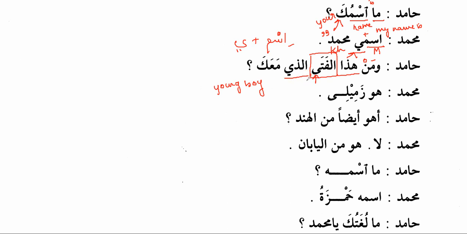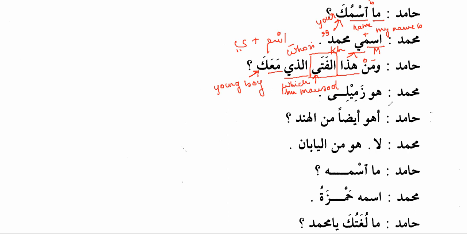Allazi is ismausul. Relative pronouns. They are called relative pronouns. When they are used for humans, you will translate it as who. When it is used for non-human objects, you will translate it as which. So now we are talking about a human, so you will translate it as who. Waman hazal fata. Who is this young boy who is ma'ak, meaning with you. Ma is another harf jar, and this is a damir attached with it: ma'ak. So when you are reading, you will stop as ma'ak. You will not say ma'aka.